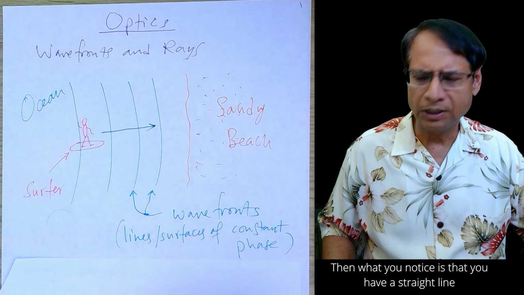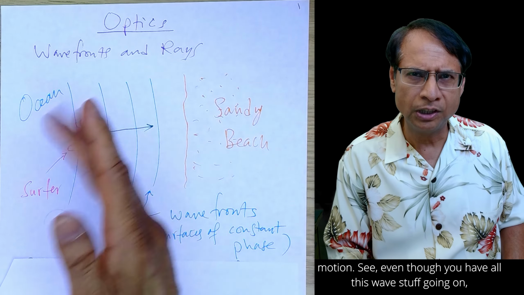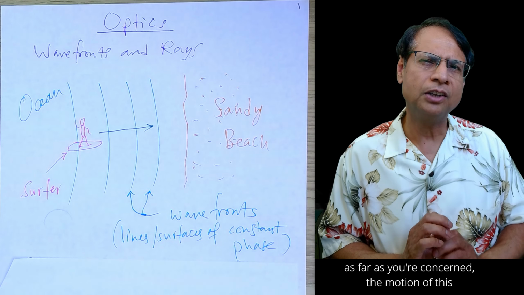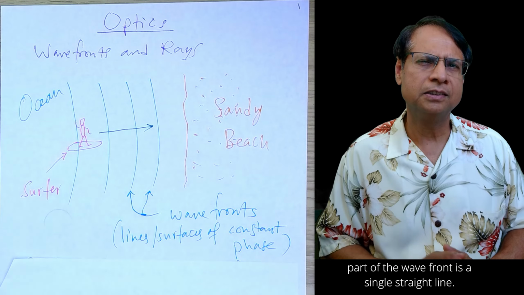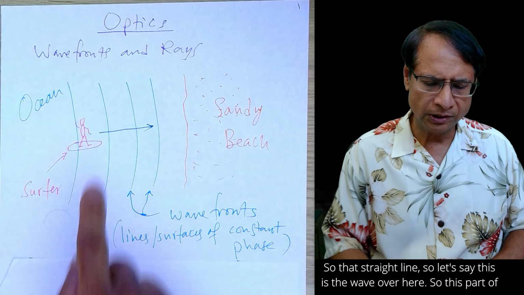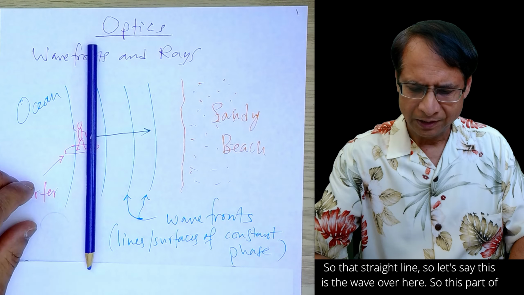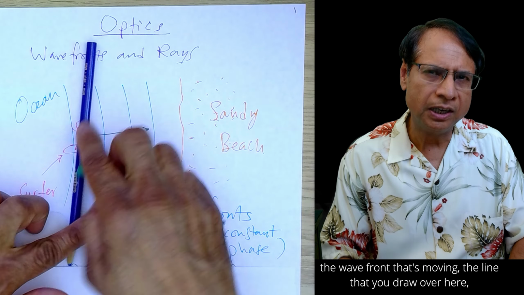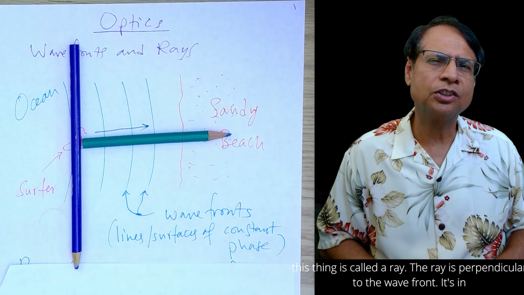Then what you notice is that you have a straight line motion. So although you have all this wave stuff going on, as far as you're concerned, the motion of this part of the wavefront is a single straight line. So if, let's say, this is the wave over here, this part of the wavefront that's moving, the line that you draw over here, this thing is called a ray.